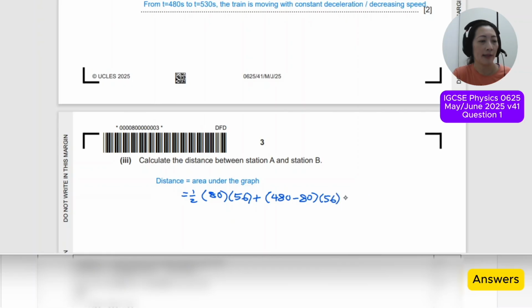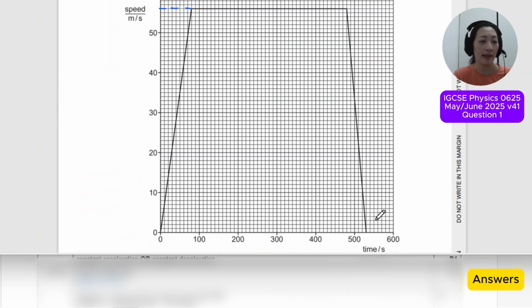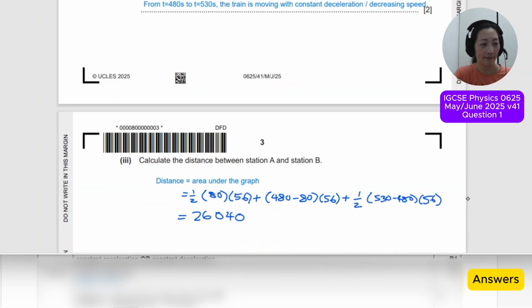For the third segment, it's between 480 to 530. Because it's a triangle, that's why I have my half over there. So 530 minus 480, and of course, the speed is 56. Working this out, you will get 26,040. If you're not sure of the unit, remember, check. This is meters per second, so you will get meters.